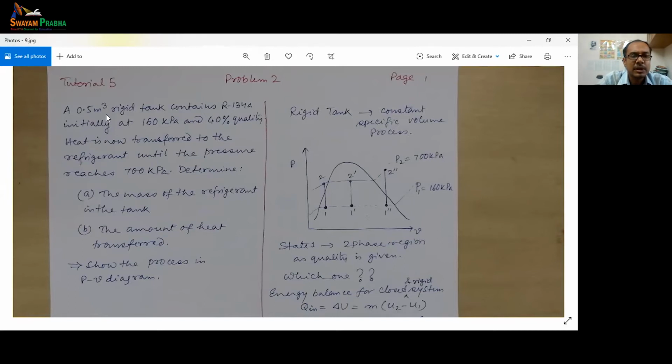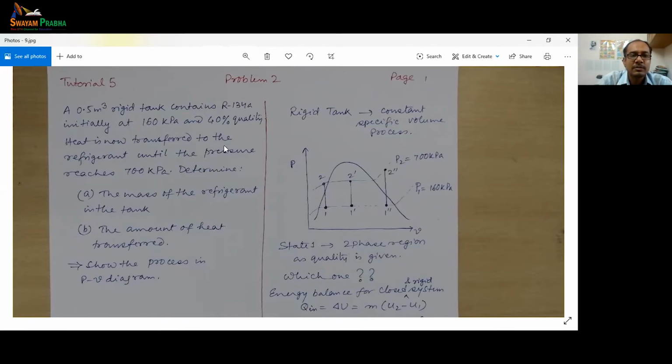A 0.5 meter cube rigid tank contains R134A initially at 160 kPa and 40% quality. Quality means quality of vapor. That means the dryness fraction. Also some authors use the term dryness fraction. Okay, so that means how much vapor is there in a vapor-liquid mixture. Now heat is transferred. So we can see that initially it is in the two-phase region. That's just given because it's a 40% quality. Whenever quality is between 0 to 100%, it is in the two-phase region.